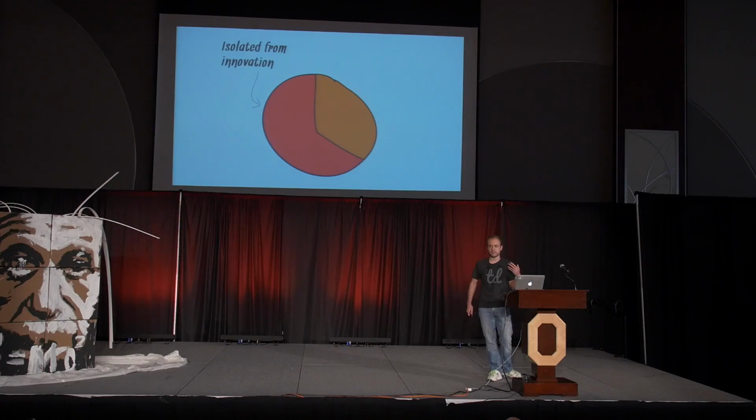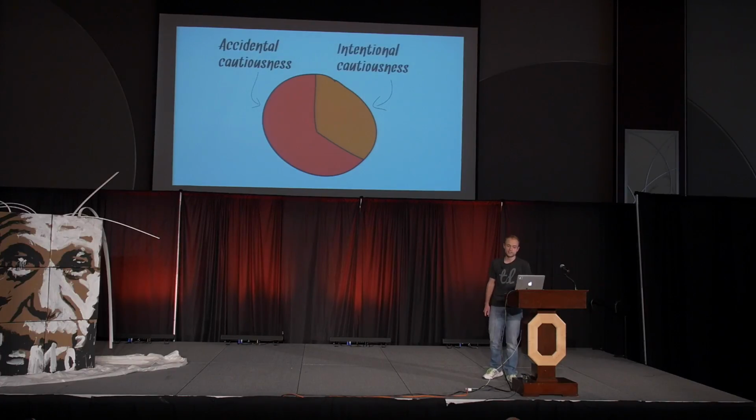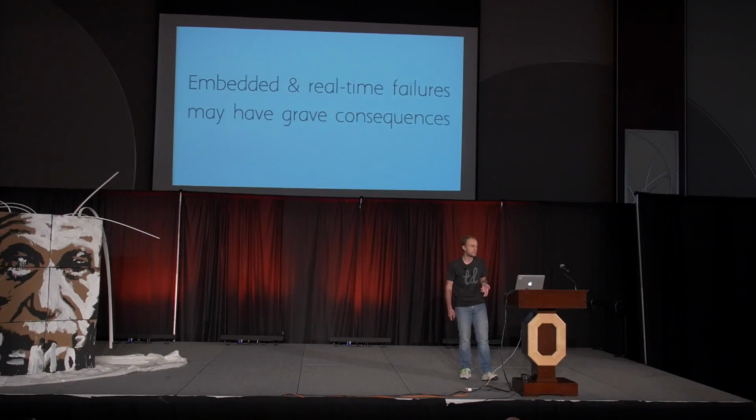And that's, of course, because they are simultaneously isolated from innovation, and they tend to have curmudgeonly dispositions, which is, I guess, an ungracious way to say that they have a certain amount of accidental cautiousness and a certain amount of intentional cautiousness as systems programmers. And part of that cautiousness, both the real and the imagined, is because embedded systems tend to have very grave consequences or potential consequences for failure.